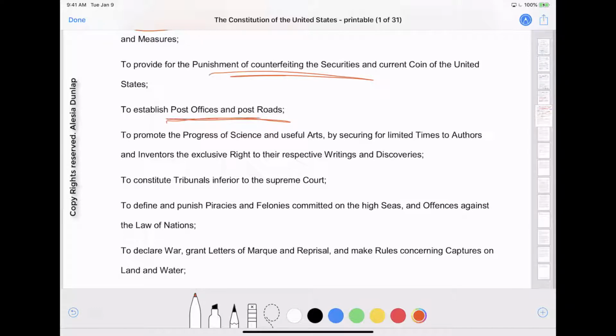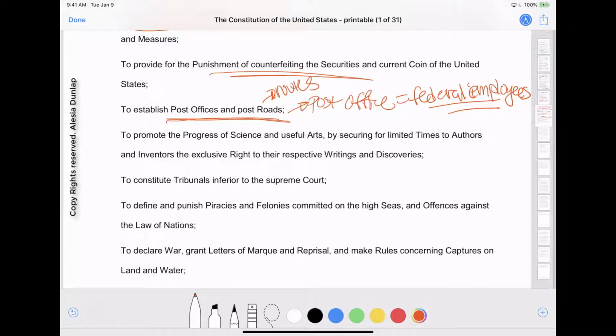They can establish post offices and roads. So the post office, your local post office, they establish that. Just remember, your post office workers that deliver your mail are considered federal employees. So I don't want to go completely extreme, but if someone were to kill a post office worker, they'll be charged federally. Post roads is also considered routes.